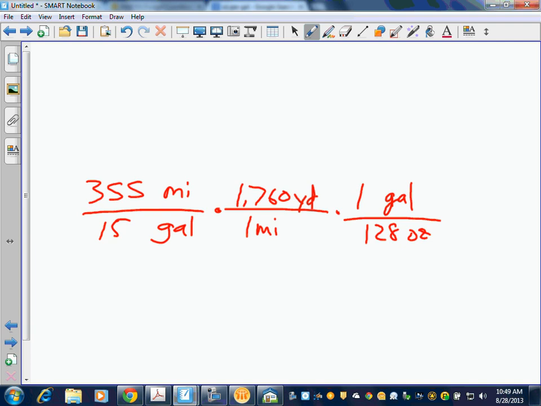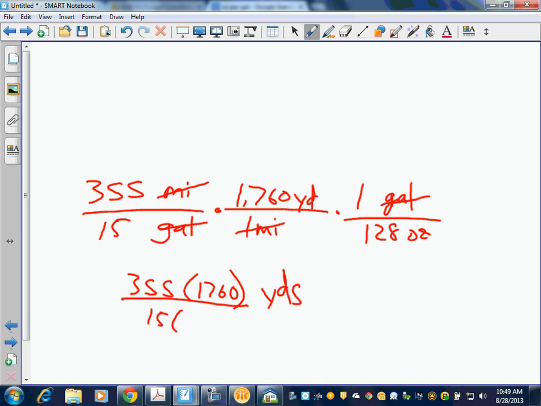Do you see anything that would reduce? Miles, gallons. And now I still use the number, so I would have 355 times 1760, and that ends up with the number of yards per ounce. 15 times 128. And that's how, guys, that's how you convert.